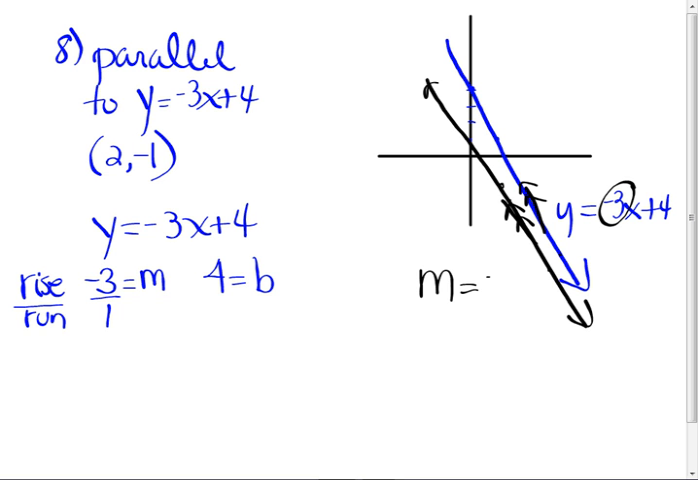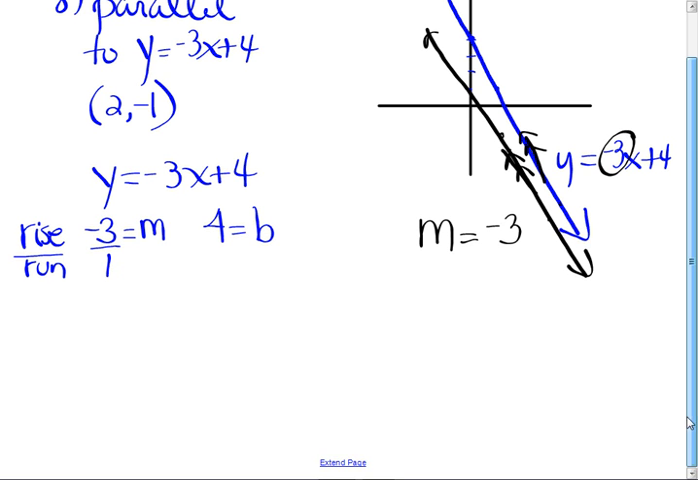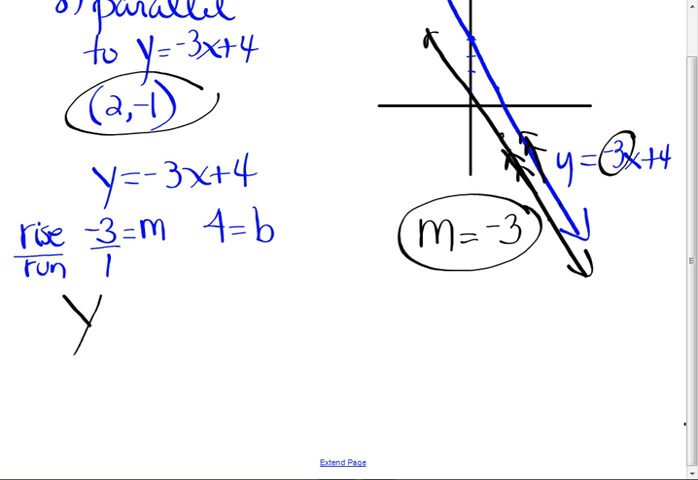No x's, just a -3. So I have a point. I have 2, -1. I have the slope of my new line. And so it's y minus, what's y1? What's the y value here? -1 equals my slope, which is the same as the other one, which is -3.